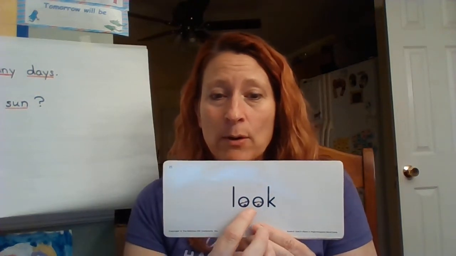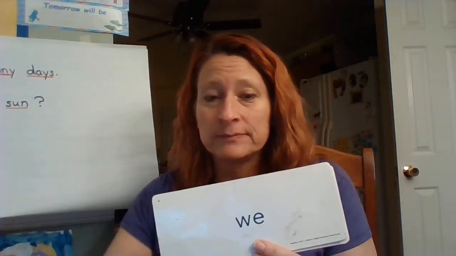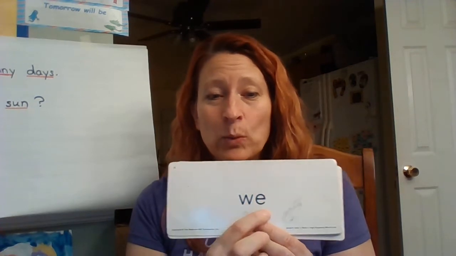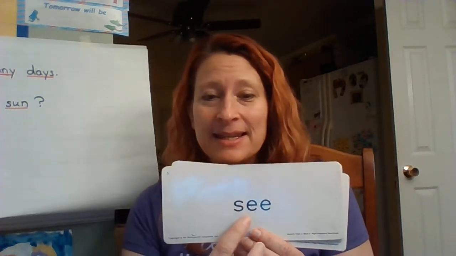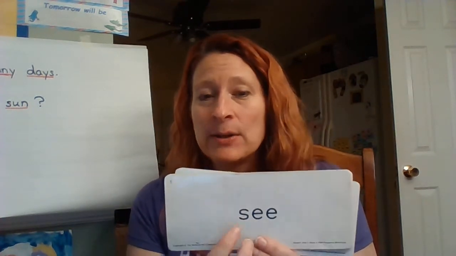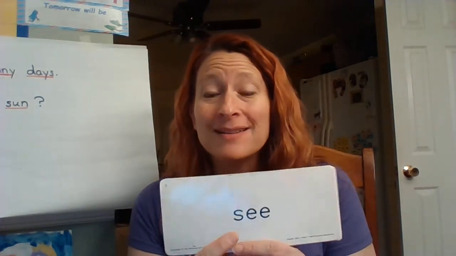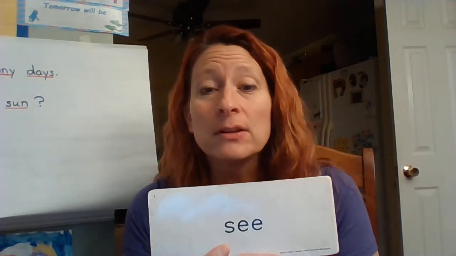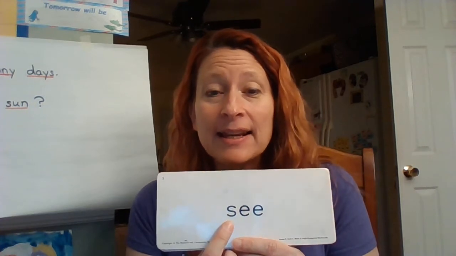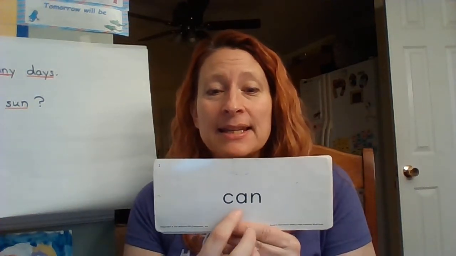For, F-O-R, for. Look, L-O-O-K, look. We, W-E, we. My, M-Y, my. See, S-E-E. Remember, this is different than look because look has an L and L goes ool. See has an S and it goes sss, and the two E's together make the E sound. Can, C-A-N, can.